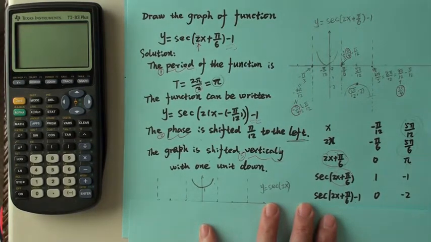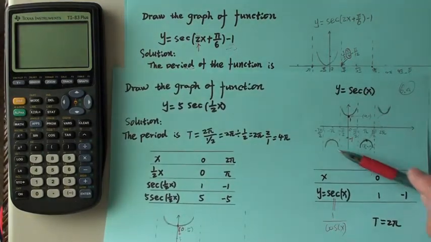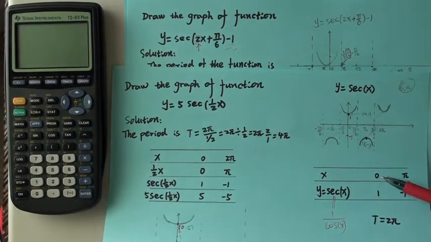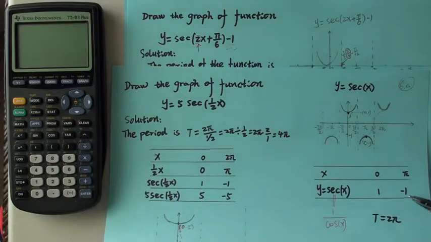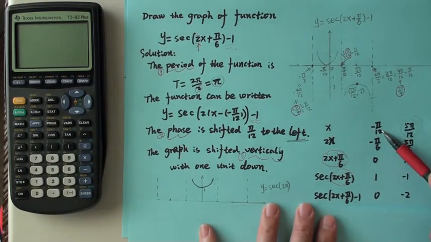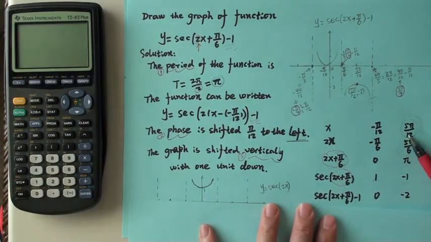That's what we need to remember. Previously, this is the graph of secant: when x is 0, you have 1, and at pi, negative 1. So (0, 1) and (pi, negative 1). Algebraically, for negative pi over 12, you will get 0.